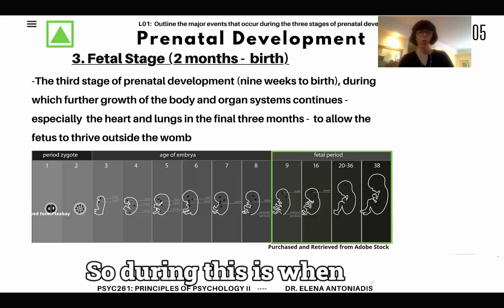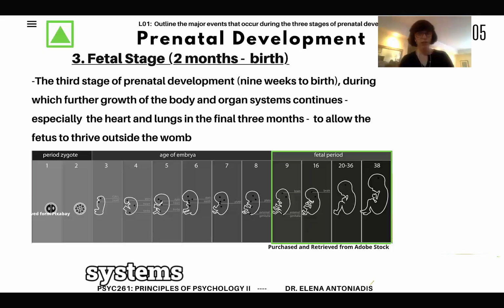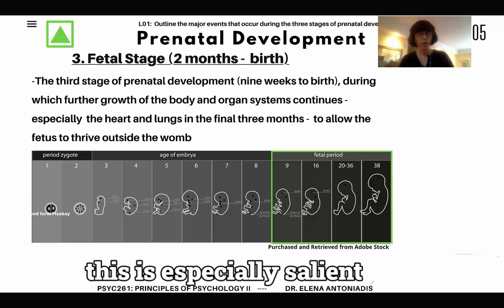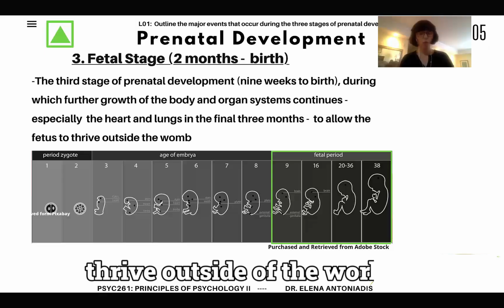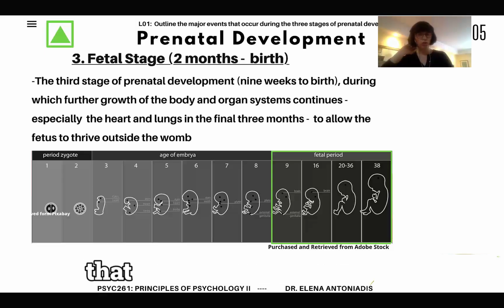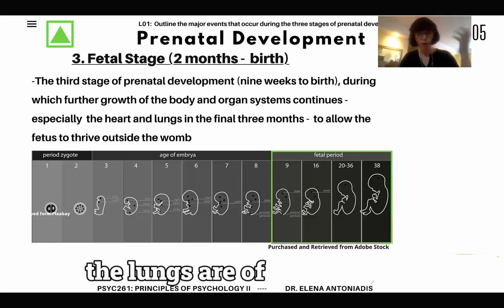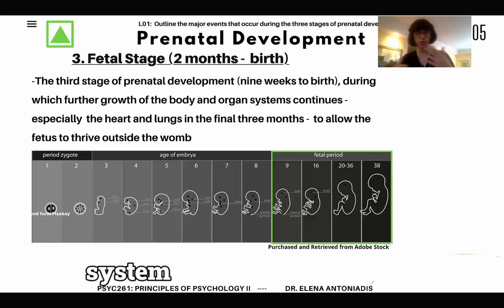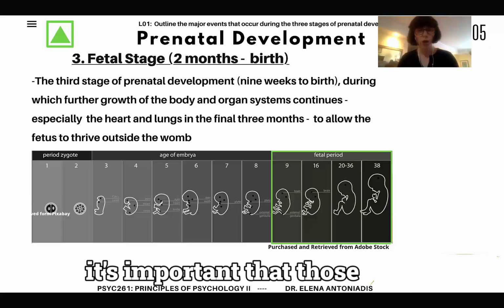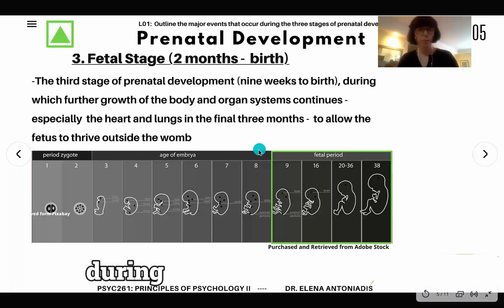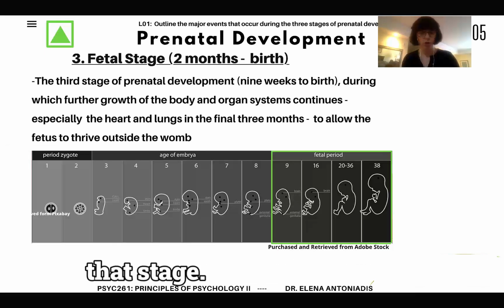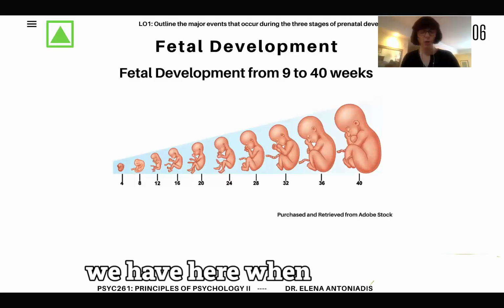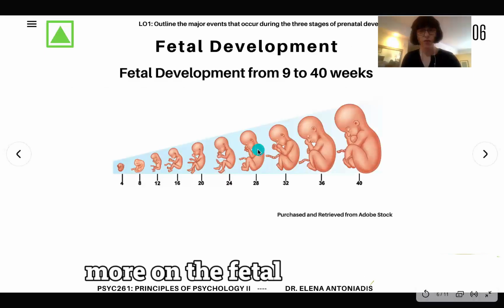So this is when further growth of the body and organ systems continues, and this is especially prominent in the heart and the lungs in the final 3 months, and would allow the fetus to thrive outside of the womb, because the cranial nerves that control the heart and the lungs are, of course, part of the central nervous system in the head. So it's important that those develop, especially during that stage, there's a marked growth during that stage. Okay, so then we have here, we're going to focus a little bit more on the fetal development.